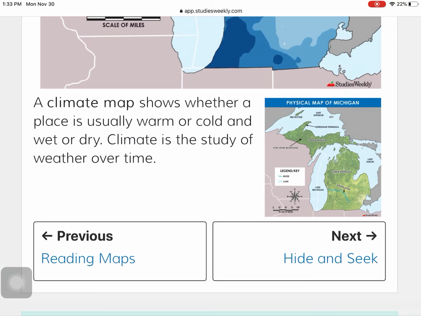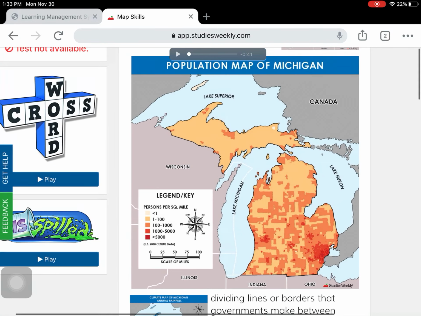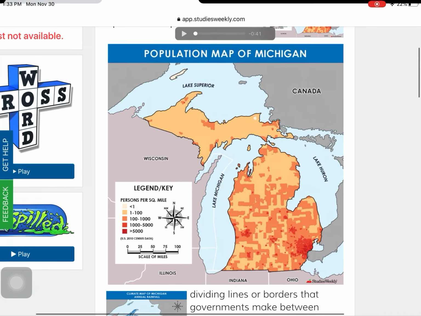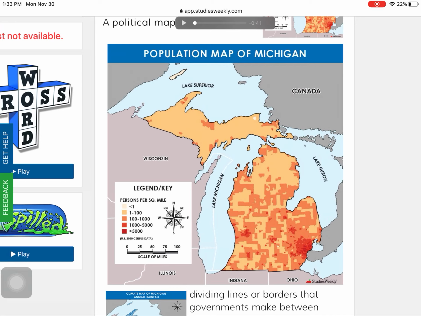So let's take a look at some of these maps that we scrolled by. So our first map here, this is called a population map. Say population map. Very good.